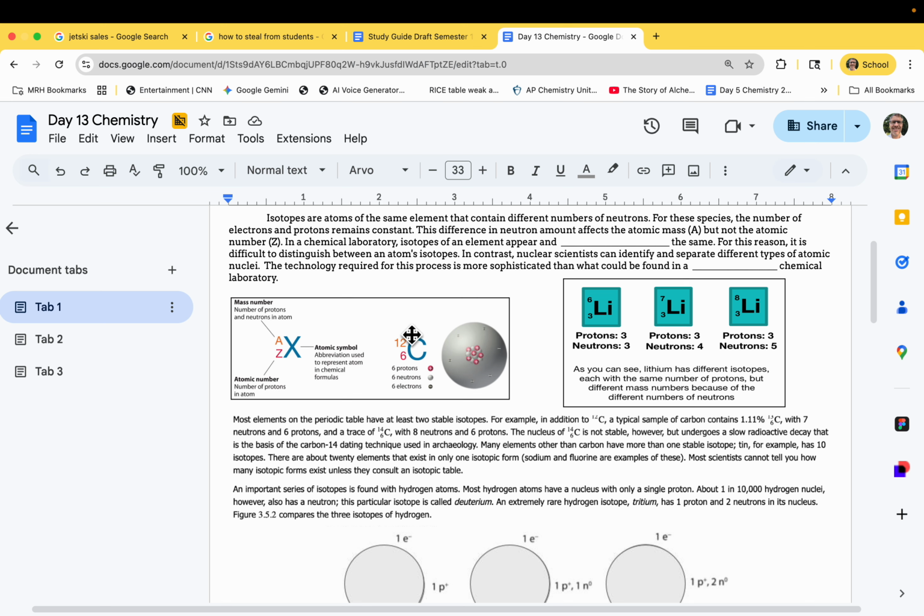Here's carbon-12. We also know that there's something called carbon-14. Both carbon-12 and carbon-14 will have 6 protons, but they will have different numbers of neutrons.